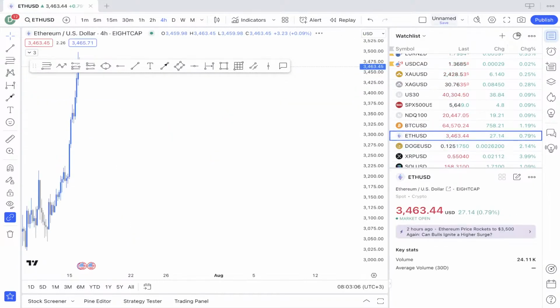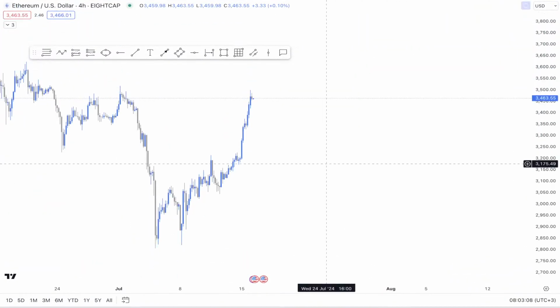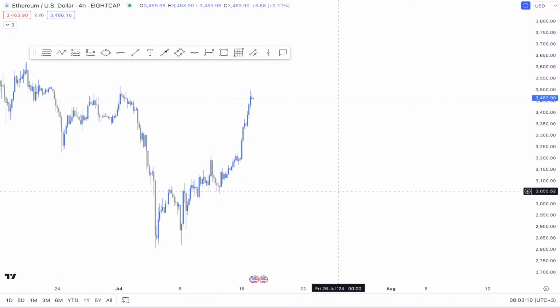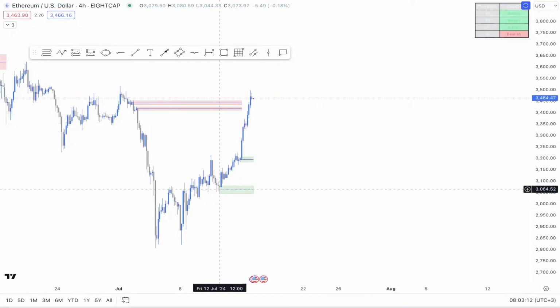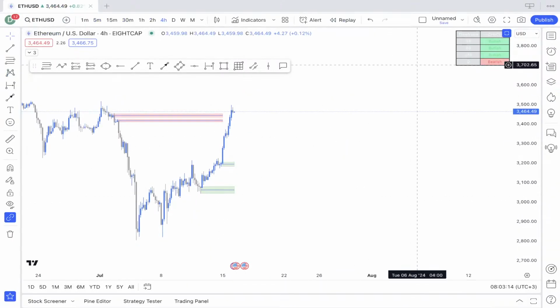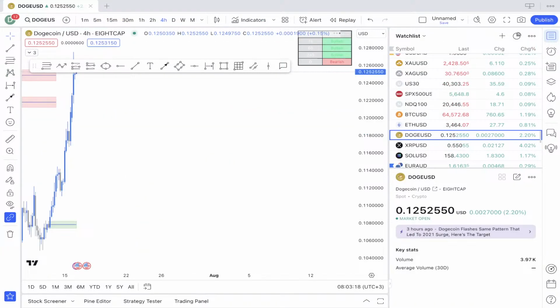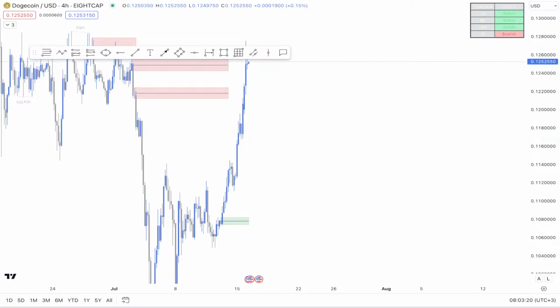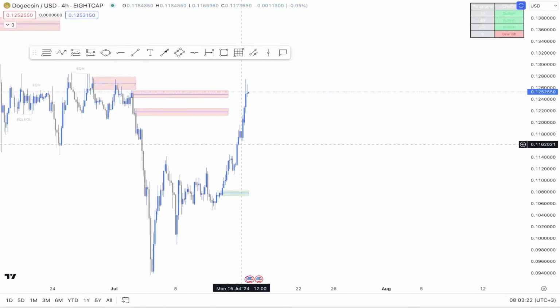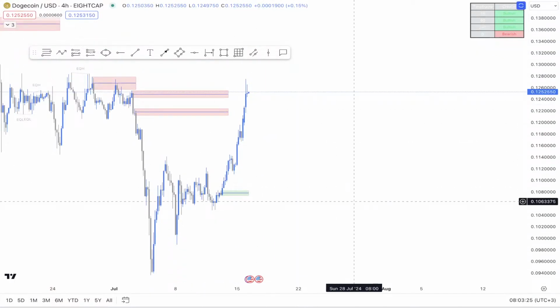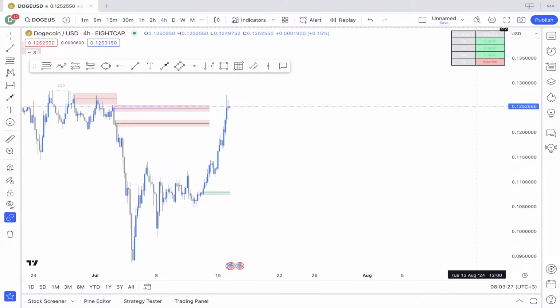Ethereum, same exact story as on Bitcoin. Things look really bullish, but no clear bullish range because this one from here would have been too overextended. Hence why we'll just leave the chart as is and wait for some fresh structure. Dogecoin, same exact story. We have a very similar price action to Ethereum and Bitcoin.